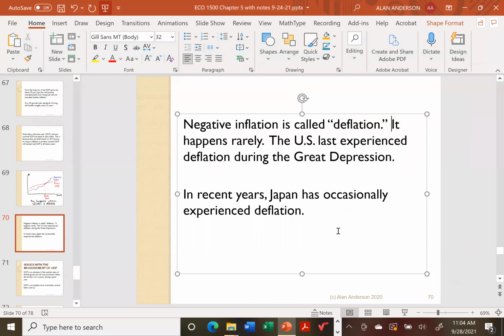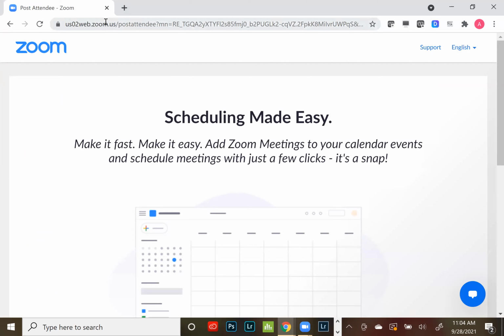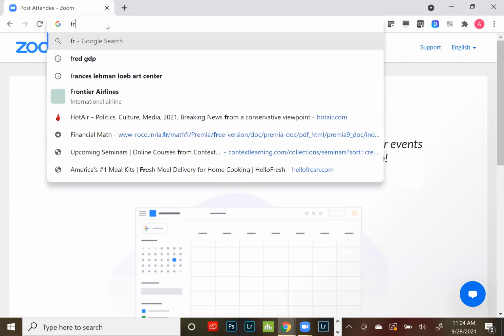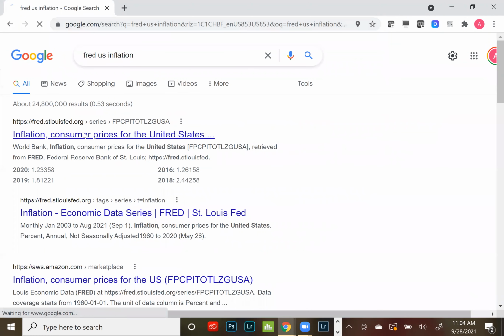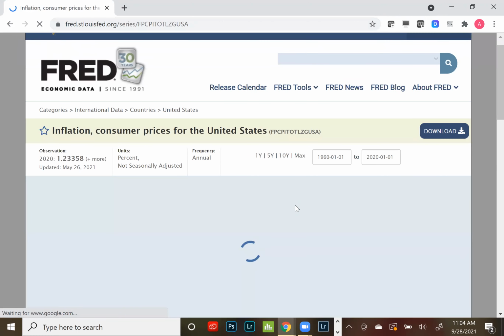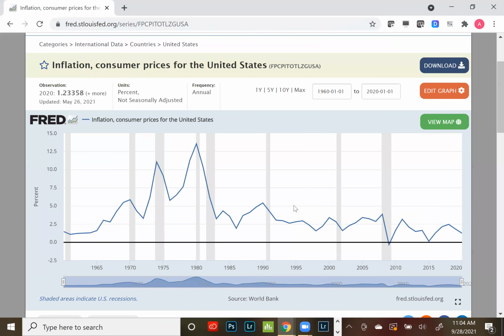So, you know what? Maybe we could do this. Let's go to Fred, our old friend Fred. Yeah, sometimes finding stuff on the internet can be a bigger headache than you might realize. See what our inflation rate has looked like throughout history. Okay, now this is only going up to about 2020.